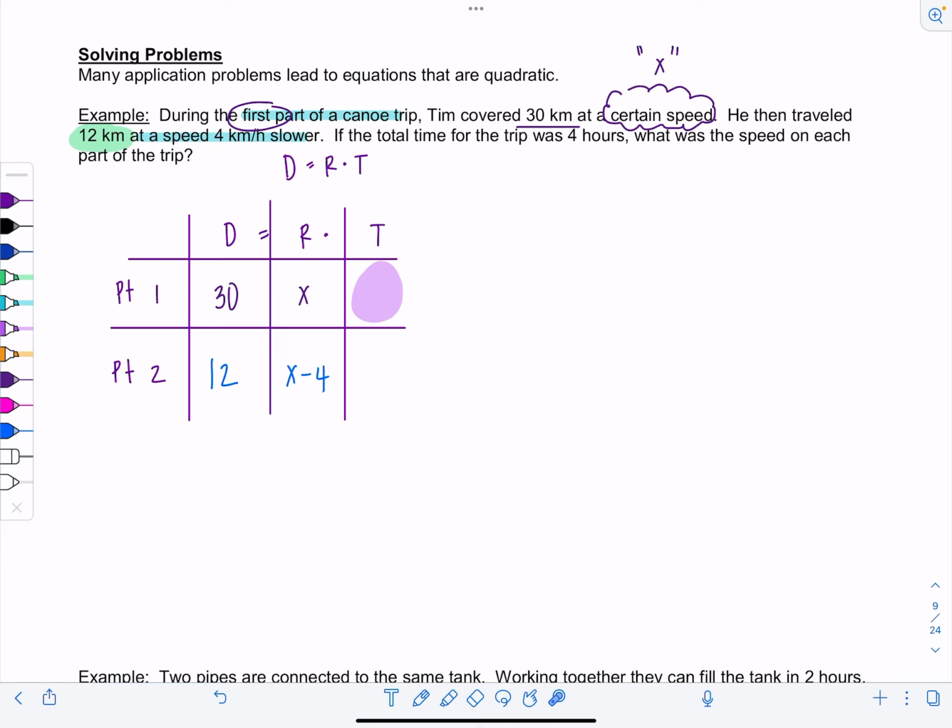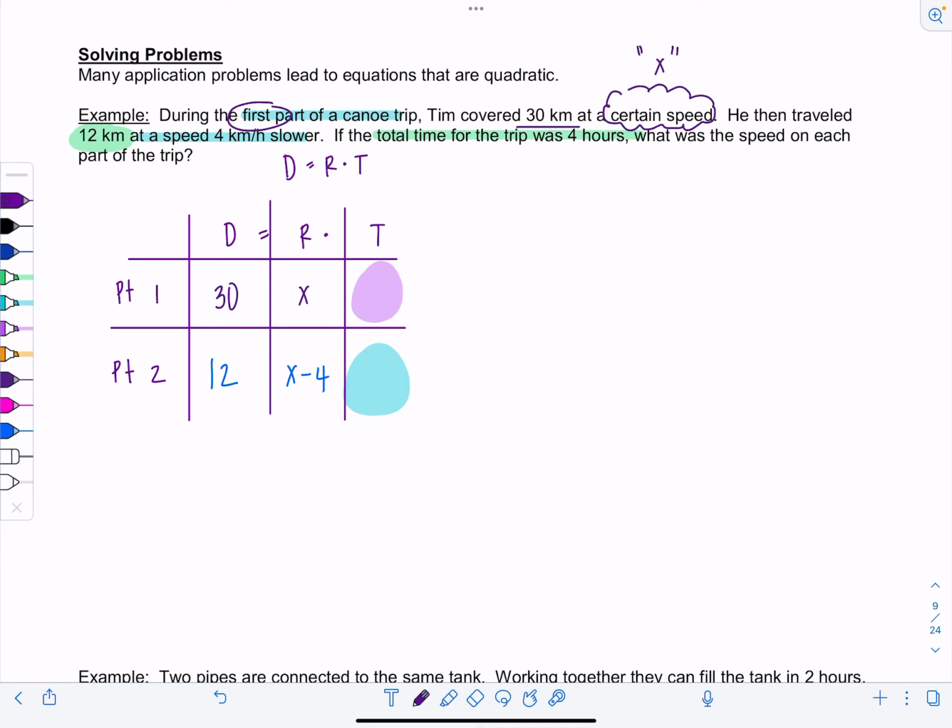Okay. Do they say anything about the time on part two? No, they don't. But what do they tell us? They tell us the total time for the trip was 4 hours. That's the total time. Total time would be the time from part one plus the time for part two. That should be 4 hours. So here's the thing. Resist the urge to bust out a second variable. It's unnecessary, okay? If you're doing a quadratic equation, you've got to stick to just one, especially if you're in algebra. So how am I going to fill in those entries for time on part one and part two?